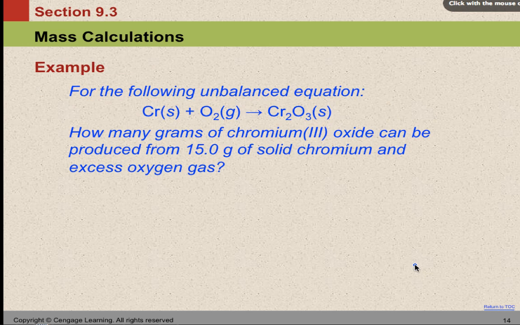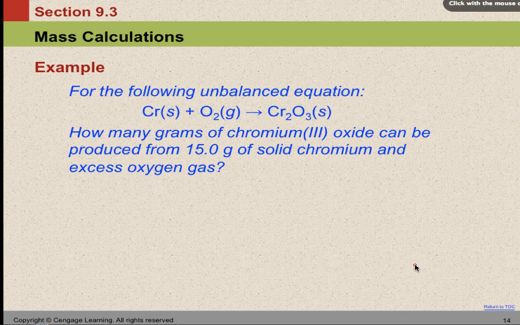So the easiest thing is to go through an example. We're going to look at the following unbalanced chemical equation, and we're going to calculate how many grams of chromium-3 oxide can be produced from 15 grams of solid chromium and excess oxygen gas. All right, so the first thing we have to do is balance the chemical equation.